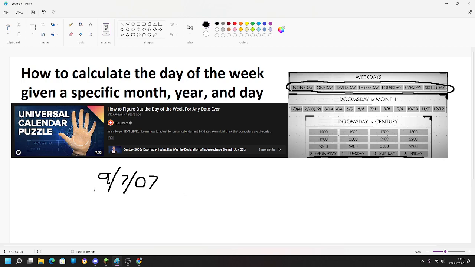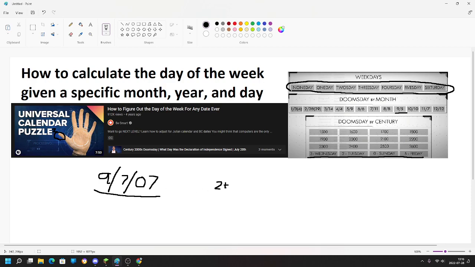So now, let's say we're posed with this right here: September 7th, 2007. Now, here's how he did it. This thumb right here might have gotten confusing for you, but that's how many days from the Doomsday. Since the Doomsday is the 5th of September, that means it's 2 away from 7. So this thumb will be 2. So our first number we add up is 2.